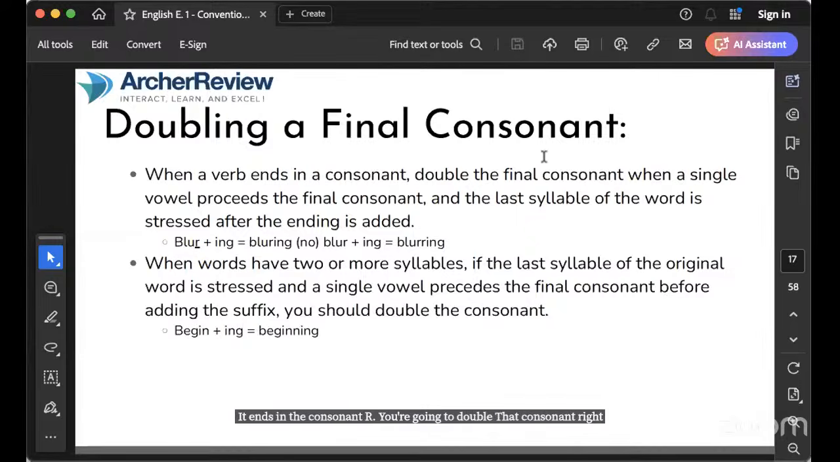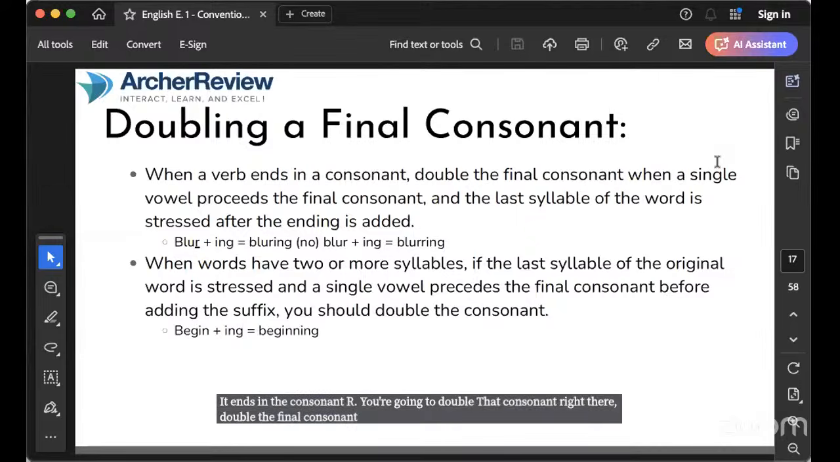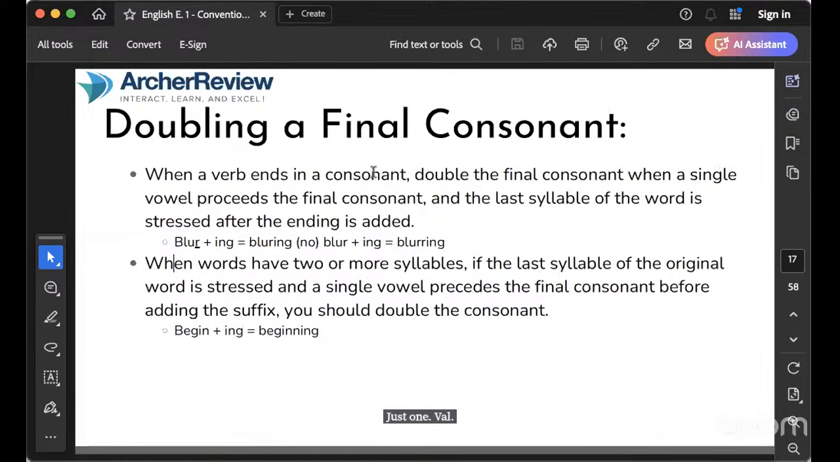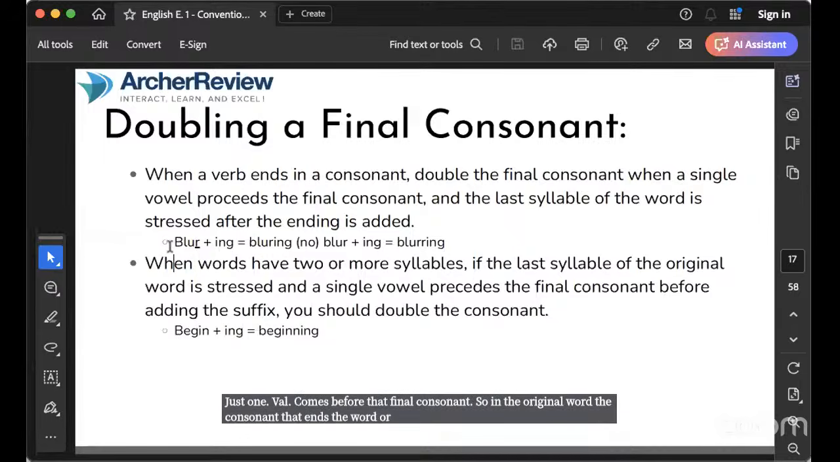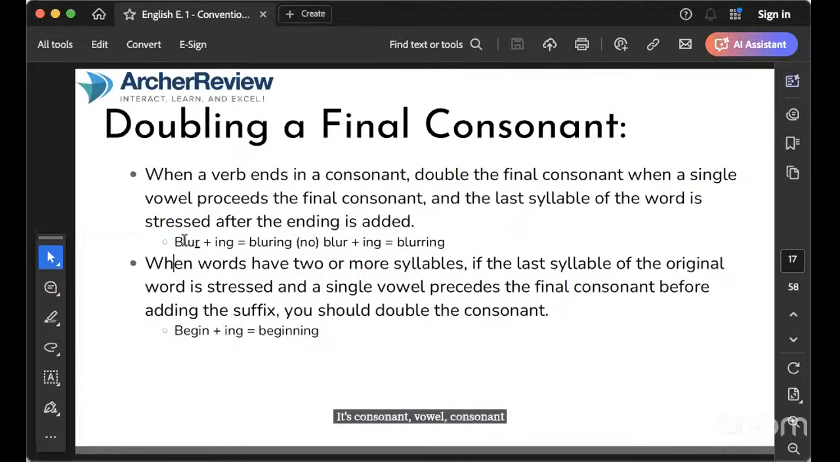Double the final consonant when a single, so that's just one, vowel comes before that final consonant. So in the original word, the consonant that ends the word, R, has a vowel, and notice there's an L before it. That's a consonant. So there's only one vowel right there in front of it, the U. It's consonant, vowel, consonant: L-U-R. So it has one vowel right in front of it.